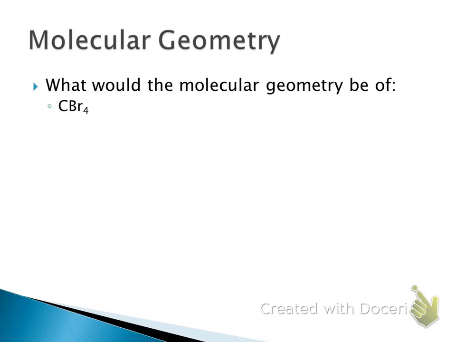All right, so we're going to try a couple more here. Find the molecular geometry of CBr4. First thing that you need to do to start solving for molecular geometry, you've got to draw the Lewis structure. So if you want to pause the video now and try to draw the Lewis structure yourself, and then unpause it and see what I get, that would be a great idea.